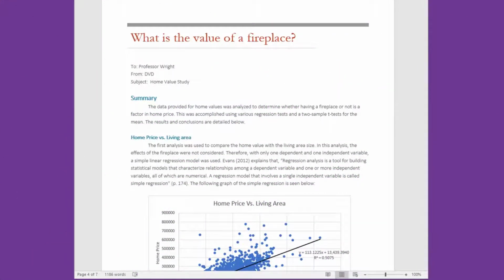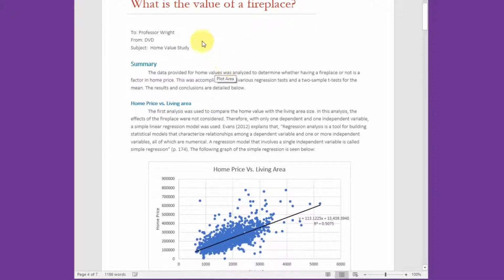To give you an idea of what your report could look like, I want to show you an example of what another student did on a similar problem set. This was also called "What is the value of a fireplace?" The values were a little bit different, but in general, this will give you an idea.